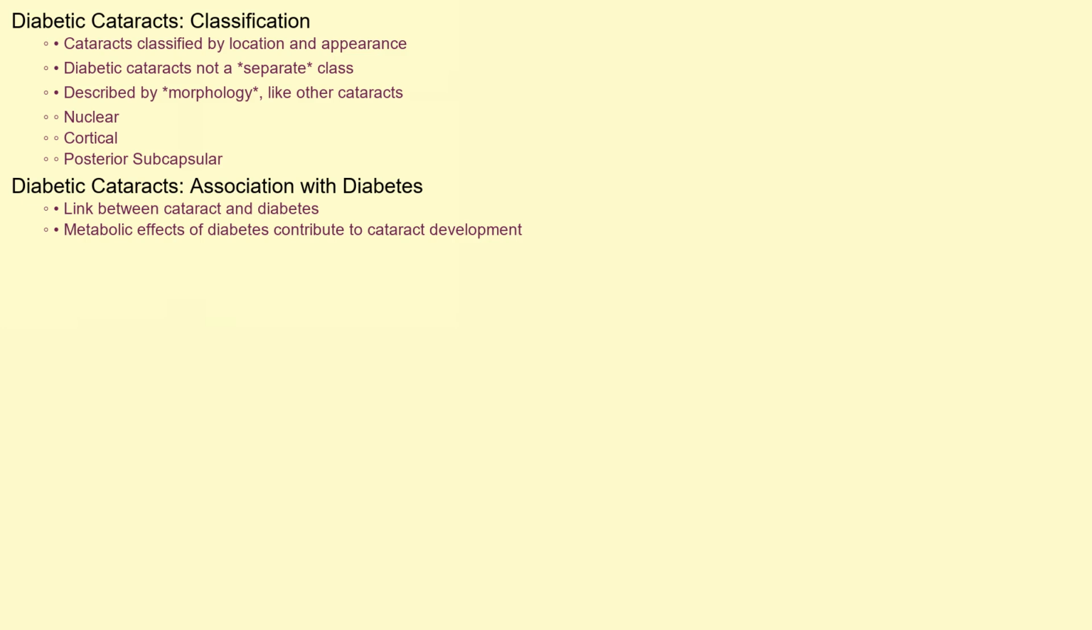While cataracts are broadly classified into different types based on their location and appearance, diabetic cataracts don't have a distinct classification separate from other cataract types. They are usually described based on their morphology, like nuclear, cortical, or posterior subcapsular. Just like any other cataract, the association with diabetes simply implies that the development of the cataract is linked to the metabolic effects of the disease.